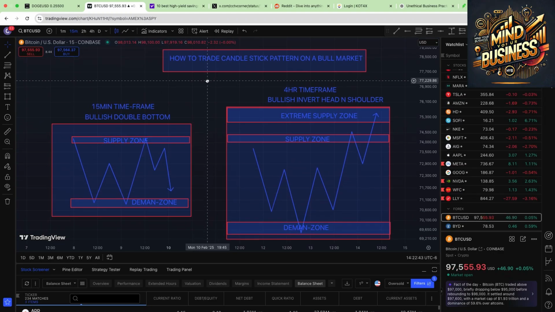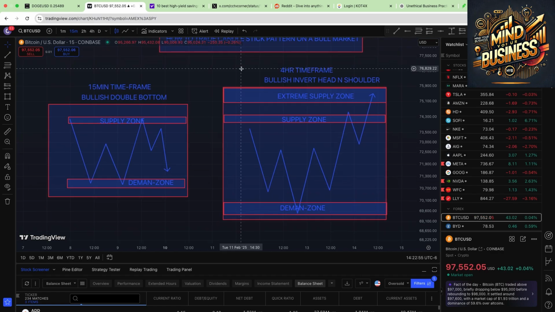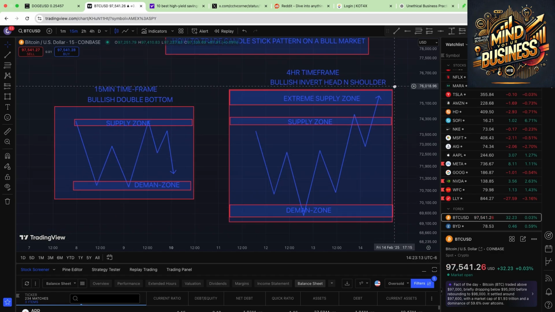So in the previous video, we talked about how to trade candlestick patterns on a bearish market. In this video, we're going to do the same thing, how to trade candlestick patterns on a bull market. Guys, in the previous video, I talked about the bearish double top and bearish head and shoulders. Vice versa, we've got the same principle. If we just remove bearish and put the word bullish in front of it, now we have a bullish double top and a bullish inverted head and shoulders. It's the same scenario as the bearish situation, vice versa, on a bullish market.